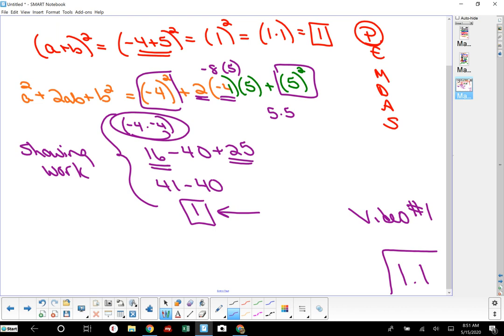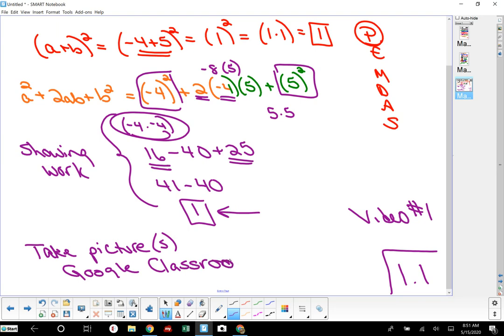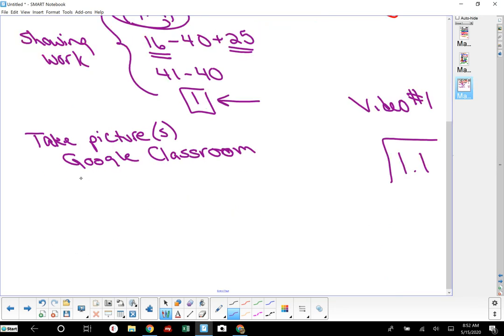All right, so back to notes. The next steps are, you just took these notes, so you're going to take a picture, or a couple if you have more than one page. And you're going to go to Google Classroom and find the assignment for video 1.